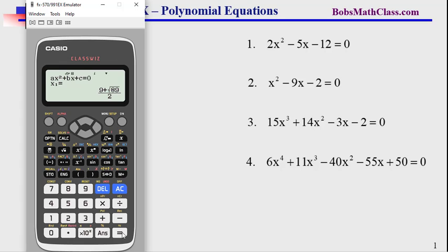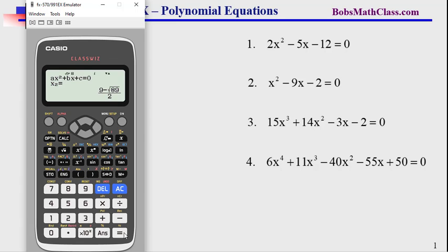This one is irrational, so that means it doesn't factor. The only way you could get it is by using the quadratic formula or completing the square. So there's our first answer: 9 plus the square root of 89 all over 2. Now hit equals again, and you should get the conjugate, which is the same thing but the opposite sign. And there it is: 9 minus the square root of 89 all over 2.